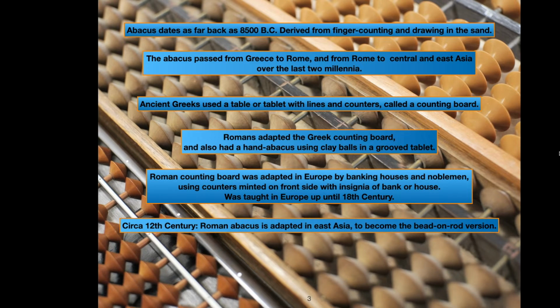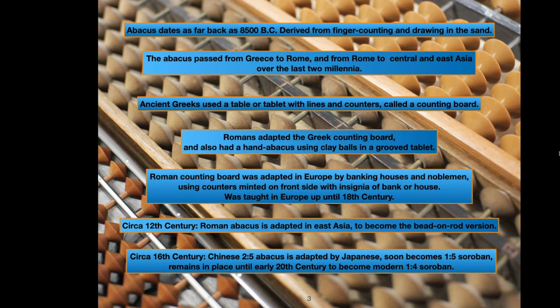So around the 12th century, through trade routes with East Asia, with China, the Roman abacus, especially the hand abacus, is adapted into East Asia, into China, and then they soon change it to become the construction we know of as beads on rods, rather than clay balls rolling in grooves on a clay tablet.